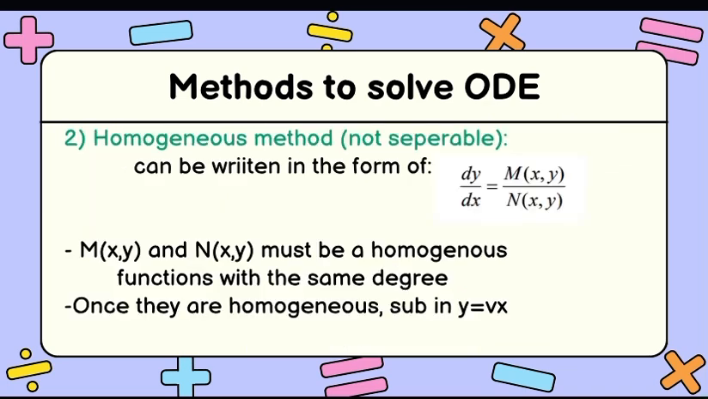Next is the homogeneous method, which is a method to solve ODEs that are not separable. It can be written in the form as shown in the slide, and M and N must be homogeneous functions with the same degree. Once they are homogeneous, you can substitute y equals vx and solve the equation to make it separable.